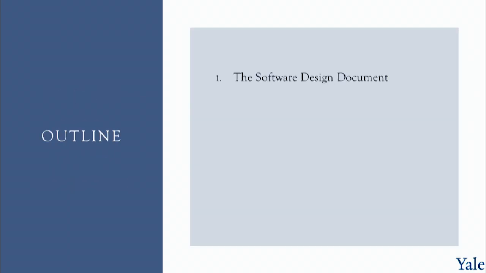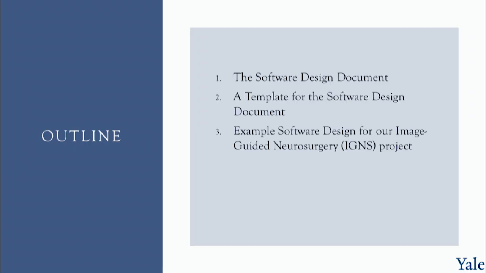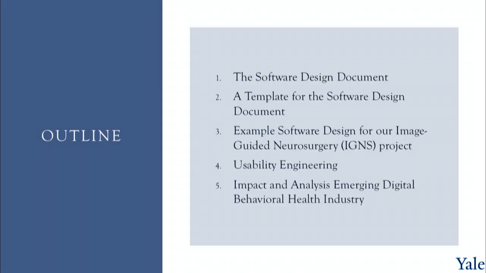So we have the following segments. We'll describe the software design document. I'll show a template for this, just like we did for the system requirements specification. And then we'll have a section showing how we create this document for our image-guided neurosurgery project. Then we'll have a segment on usability engineering, which is the design of the user interface for safety primarily. And then we'll have a segment from Dr. Nikolai, as I mentioned before, and this is titled The Impact Analysis of Emerging Digital Behavior Health Industry and how this is changing how behavioral health is done right now.